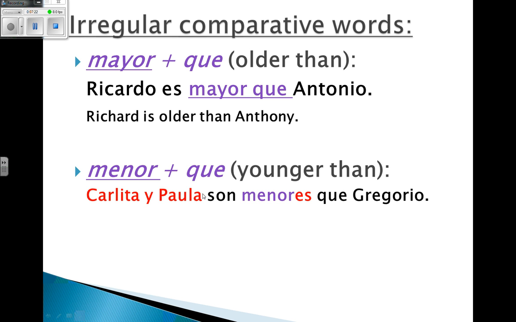Now, we're going to agree with the first nouns because they're plural. We need to say menores.